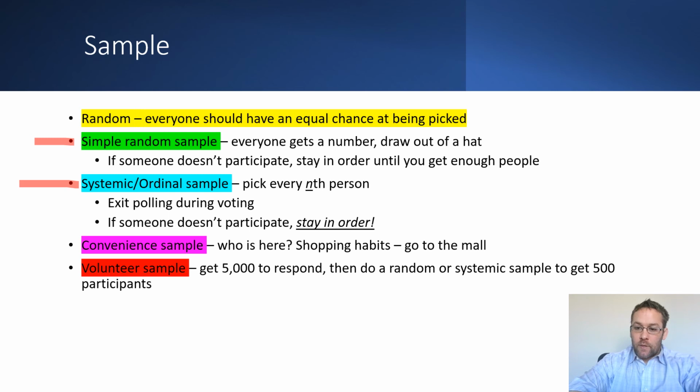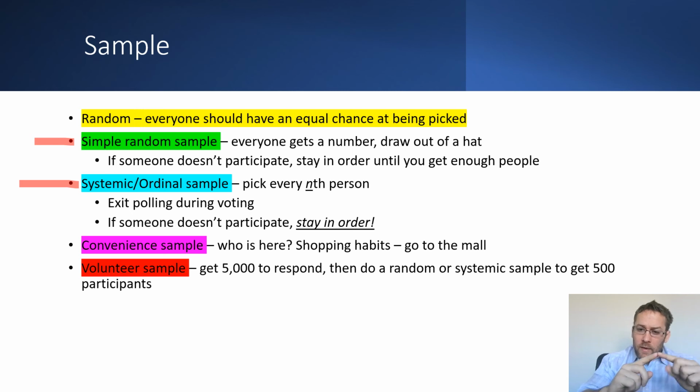Systemic or ordinal sampling. What this means is that you pick every nth person, and nth person just means you pick a number. It could be every 9th person in the phone book. So let's say you want to know, of all the people who live in New York City, how many of them like Mayor Bill de Blasio? You might say, I'm going to do a systemic ordinal sample. You open up the New York City phone book and you count 1, 2, 3, 4, 5, 6, 7, 8, 9. You call that person up. Do you like Bill de Blasio? Yes or no? They give you an answer.